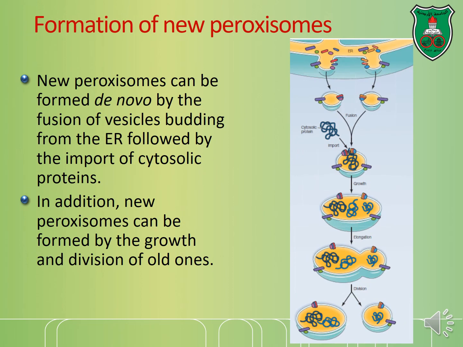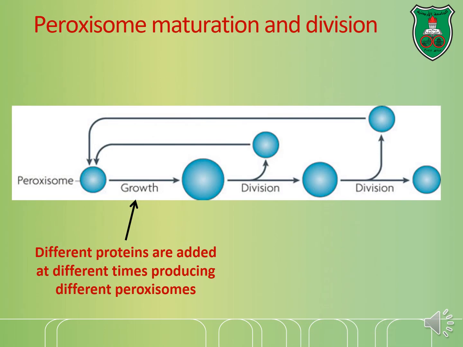So I talked about how new peroxisomes are formed, and I said that they can arise from the endoplasmic reticulum. Another mechanism by which new peroxisomes can form is that they can grow and divide. So they can accumulate more proteins, and then eventually they can divide into two peroxisomes. So these peroxisomes undergo cycles of growth and division and so on.